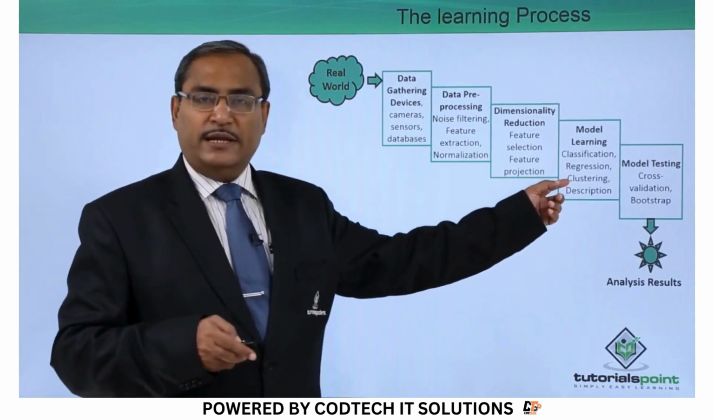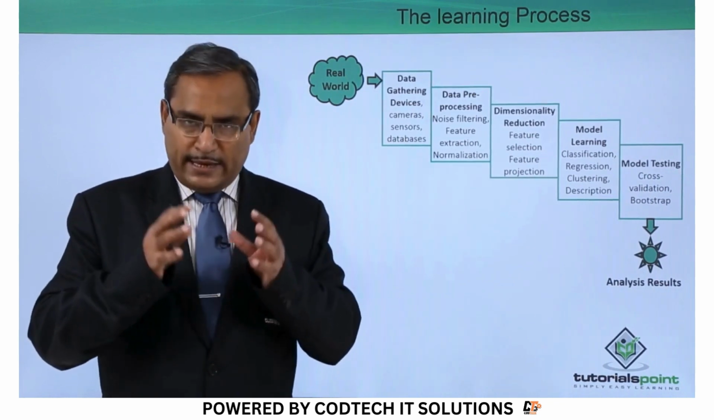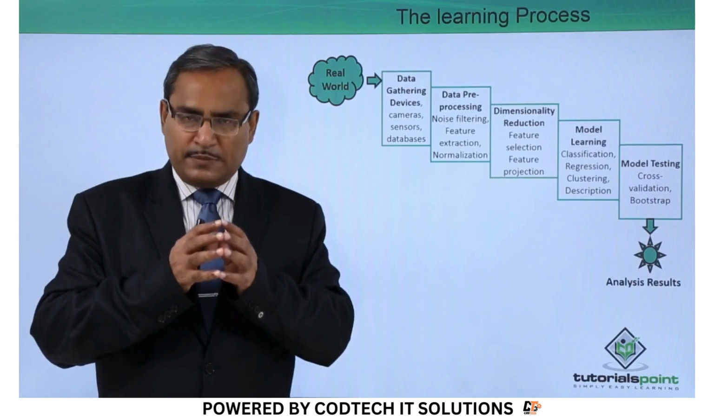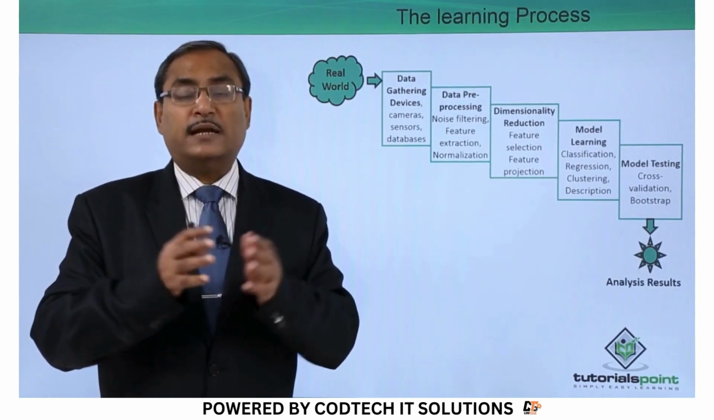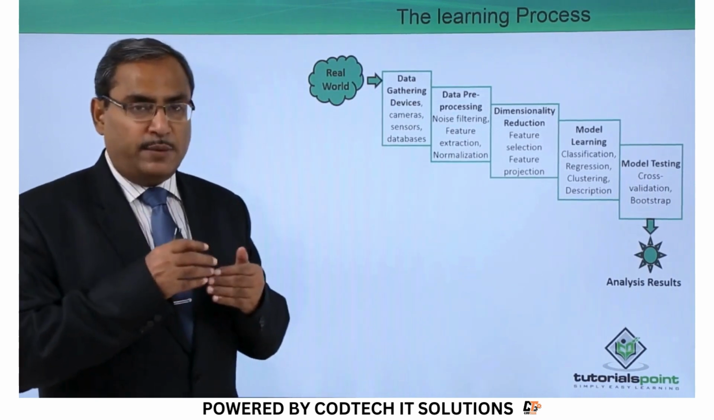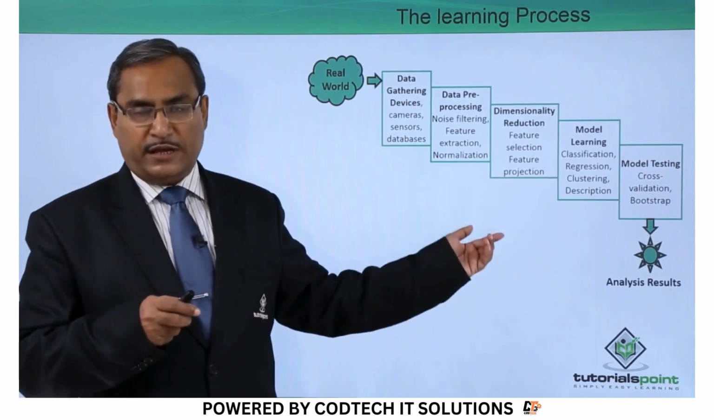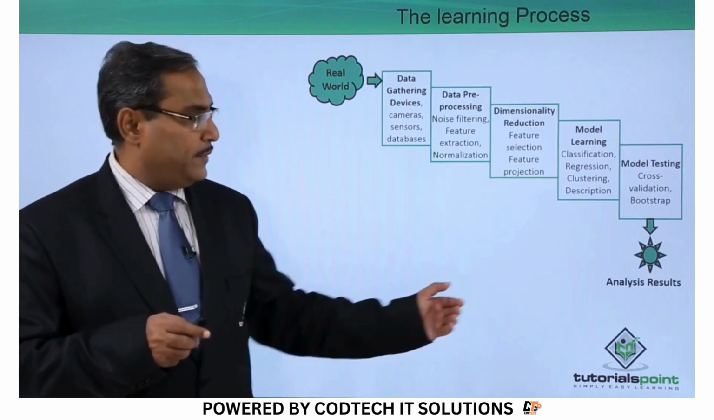We also have clustering and descriptions. So in the case of clustering, what we can do is select those data sets in a certain group which have some common similarities or have some distance within a certain bound. So that is known as clustering. So in this way, in the case of model learning, different types of algorithms can be used: a classification algorithm, a regression algorithm, a clustering algorithm, and so on.